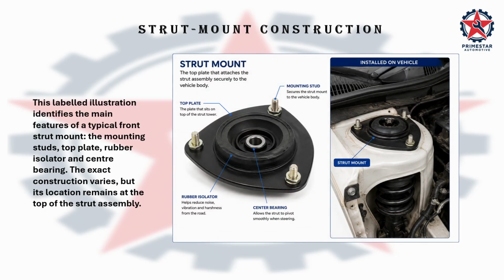These labeled illustrations identify the main features of a typical strut front mount: the mounting studs, hub plate, rubber isolator, and center bearing. The exact construction varies, but its location remains at the top of the strut assembly. We're going to dig further into the construction of the strut mount in future lessons.